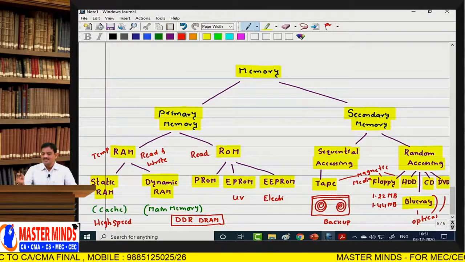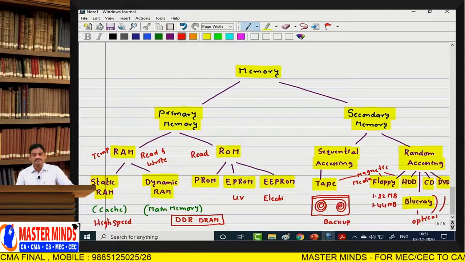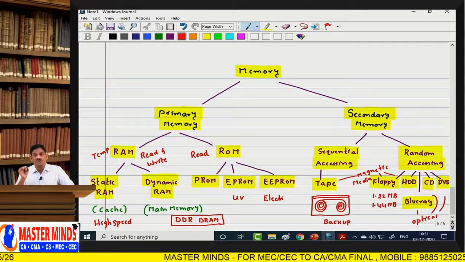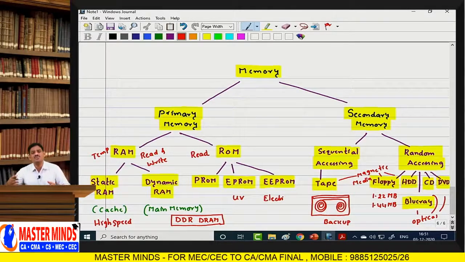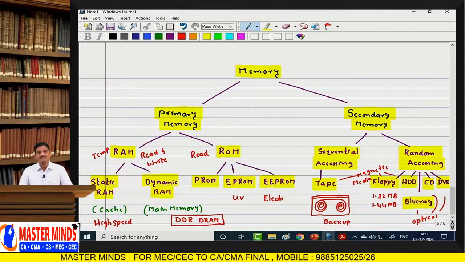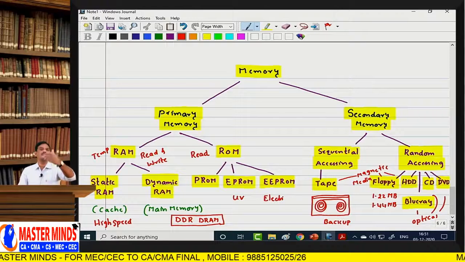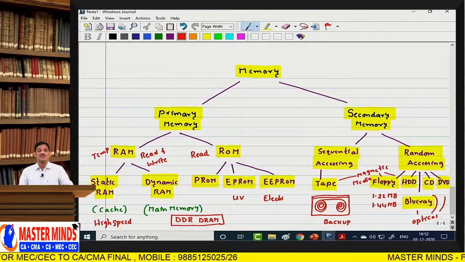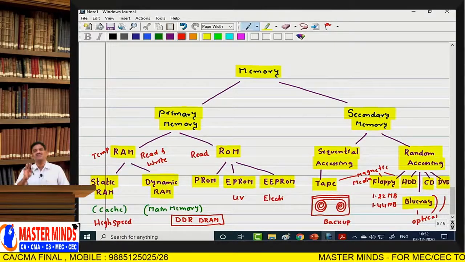Next one is random accessing device, CD. A CD can store 600 to 650 megabytes of data. DVD can store 4.5 to 4.7 GB of data. Blu-ray can store 40 GB of data. But nowadays, we always move on to cloud, memory cards, pen drives, or everything can be accessed by YouTube or Google Drive, Microsoft or Dropbox, Samsung Cloud, and so forth.